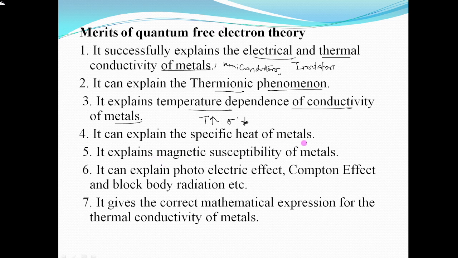Next, it can explain specific heats, and it can explain magnetic susceptibilities for paramagnetic materials and ferromagnetic materials, and it is able to explain the photoelectric effect, Compton effect, and black body radiation. Next, it can give the correct mathematical relation for thermal conductivities of metals. Okay, these are the merits of quantum free electron theory.